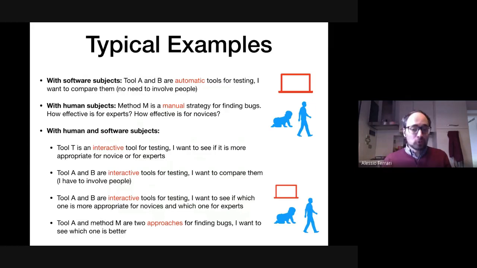So you have two tools, both interactive, and you want to compare them. In this case, you don't care about the level of experience, so novices and experts. You just want to compare them, but you need to involve people because they are interactive tools for testing. And in this case, how will you select these people? I will select them if I assume that these tools are somewhat independent of the expertise of the people.